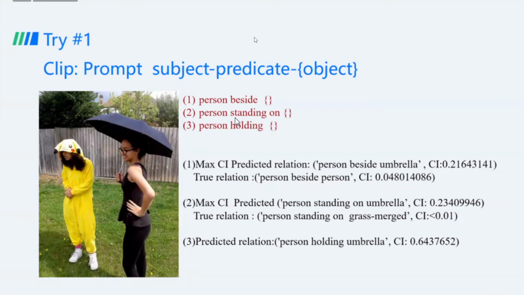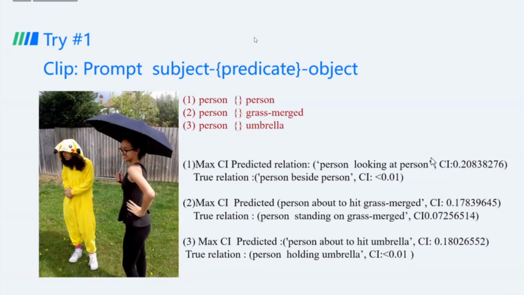Among those prompts, only the last one is correct, which is a person holding umbrella. The other 2 are wrong. However, the potential good news is that for those 2 wrong prompts, the confidence level is quite low. For example, for the person beside an umbrella, the confidence level is around 0.2. So their confidence level is quite low.